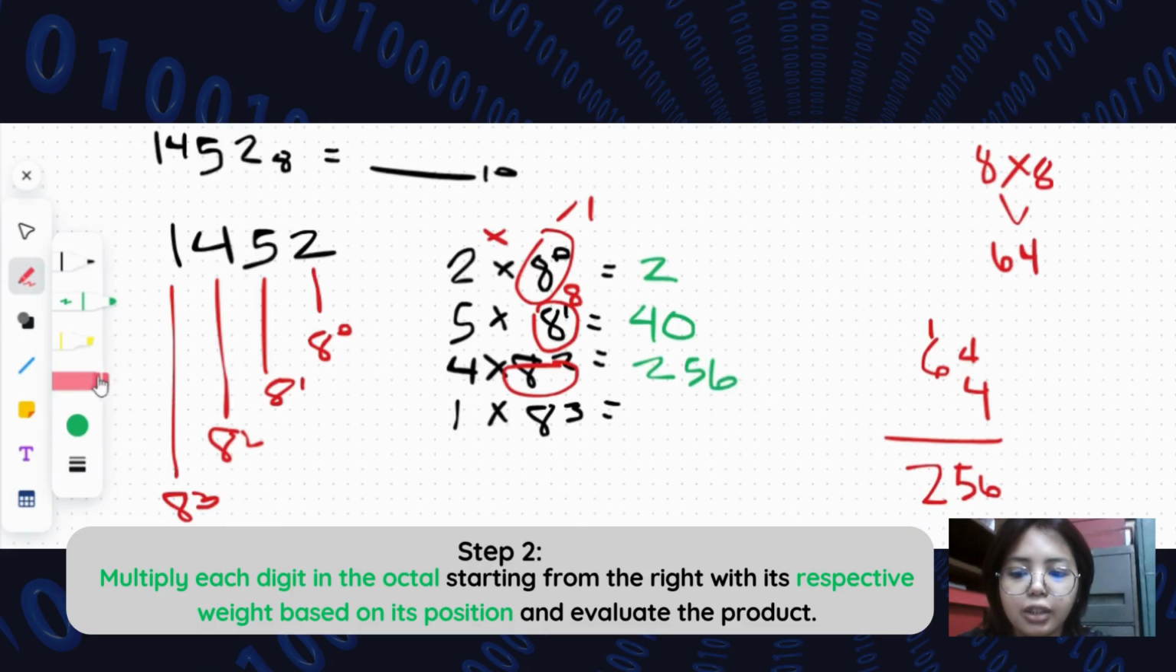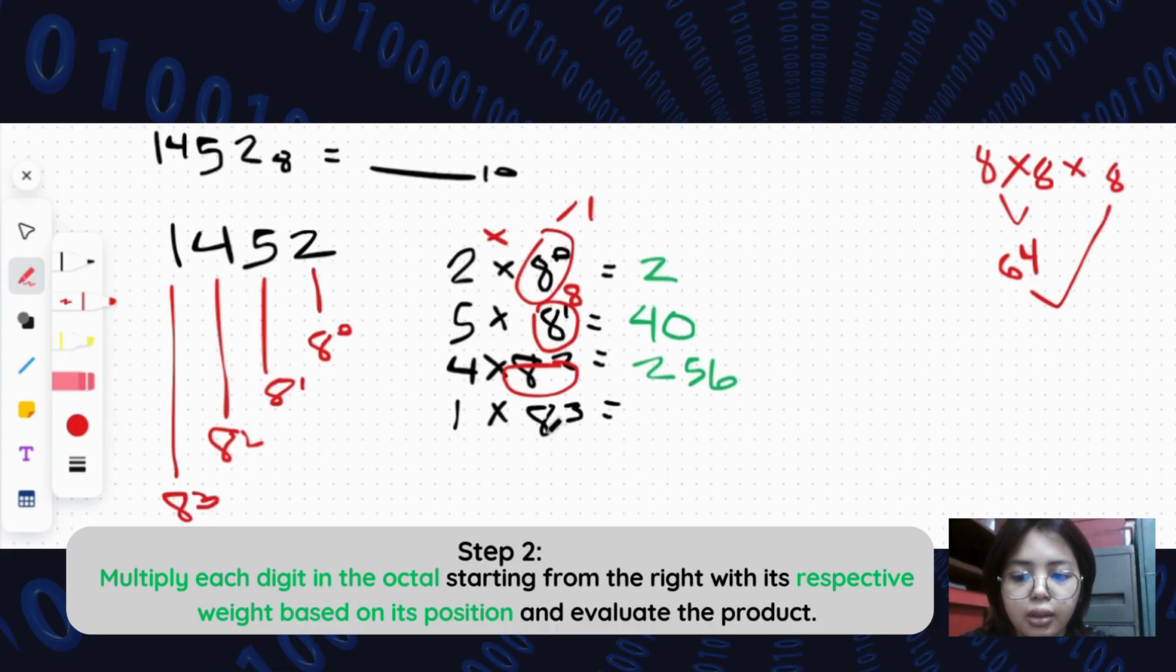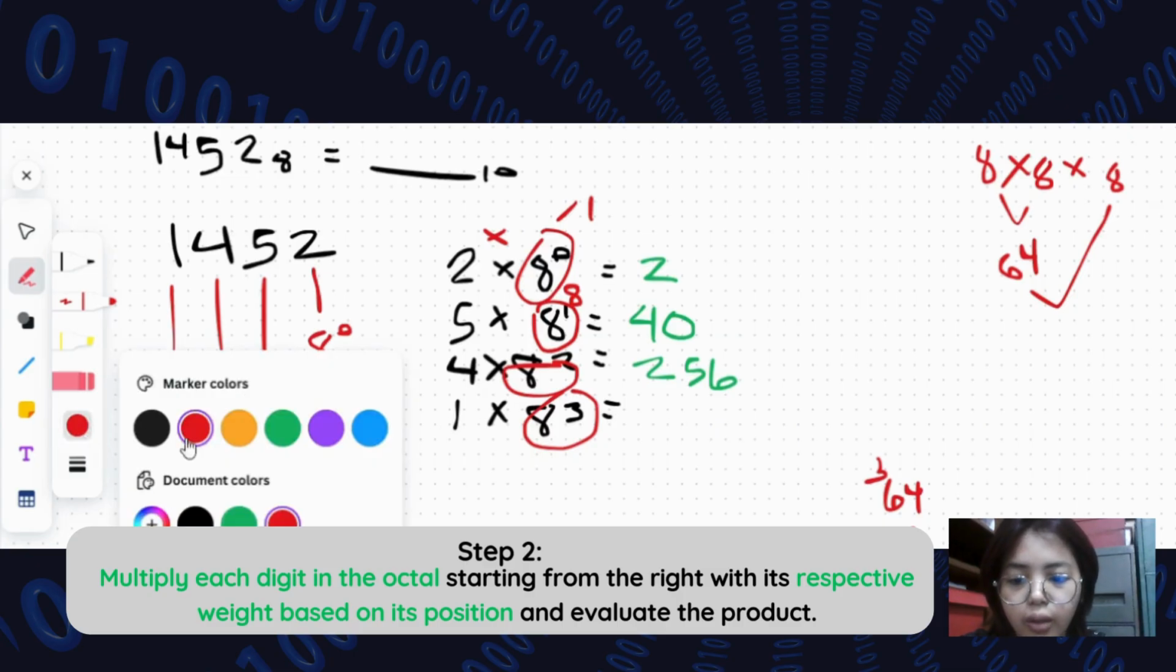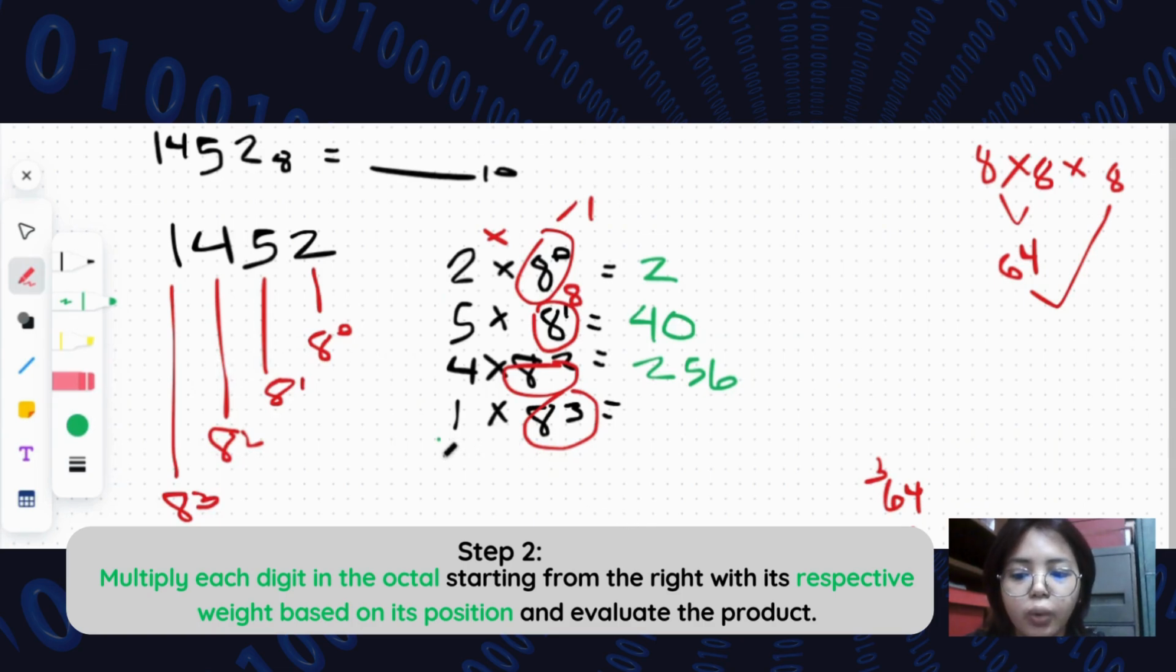And for our last number, 8 raised to 3. How much is that equal to? So, 8 times 8 times 8 or basically 64 times 8. So, let's multiply. 64 multiplied by 8 is 8 times 4 is 32, carry 3. So, 512. So, 1 times 8 raised to 3 is 512.